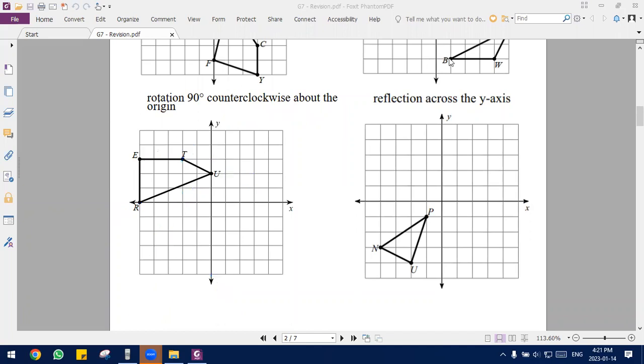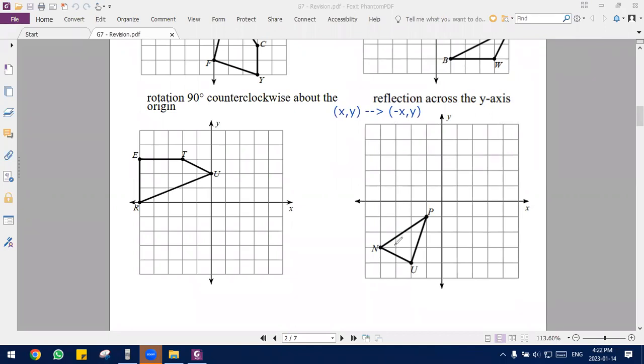Now for the next one, the last one, we have reflection across the y-axis. Again, what do I need? I need the mapping notation. (x, y) will turn to (-x, y), which is very easy. What does that mean? Let me put it here. It means leave y as it is and only change the sign of x.